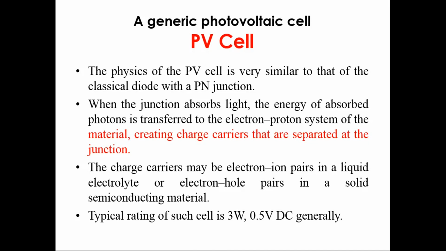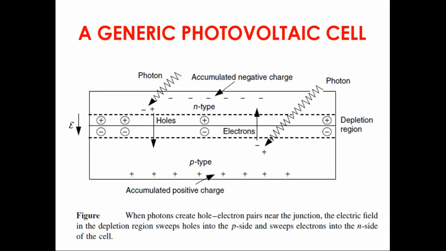Now the typical cell has a rating of 3 watt and 0.5 volt DC. Usually it will deliver 6 to 7 ampere DC current. In a generic photovoltaic cell, when electrons and holes are created as photons bombard the cell, at the depletion region there is accumulated negative charge in the n type and accumulation of positive charge on the p type. The electric field in the depletion region sweeps holes into the p side and electrons to the n side. Recombination takes place here, and due to the photon energy, energy is developed at this band. This is a very small structure because it's a cell.